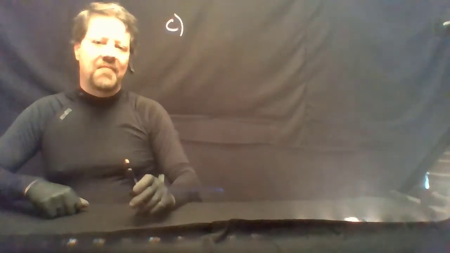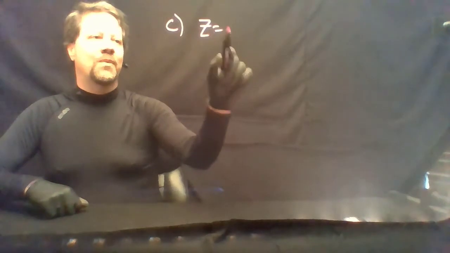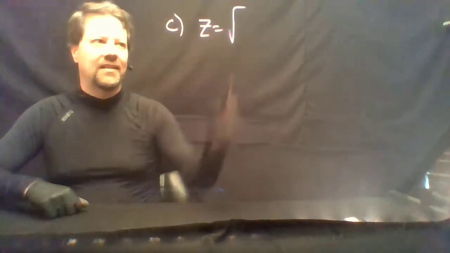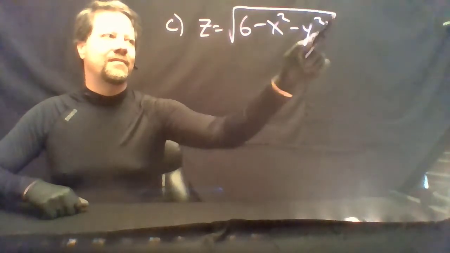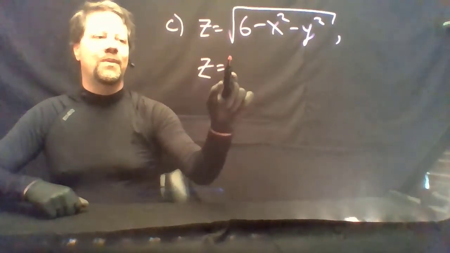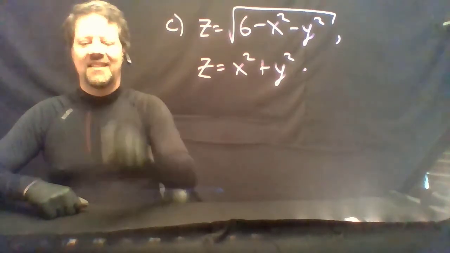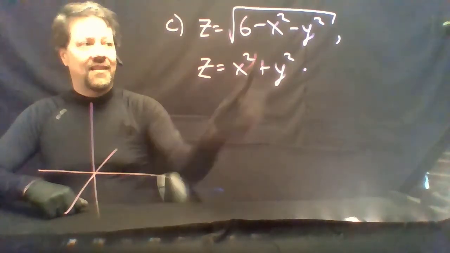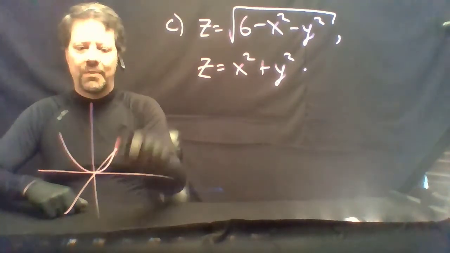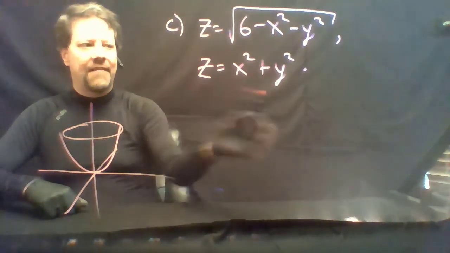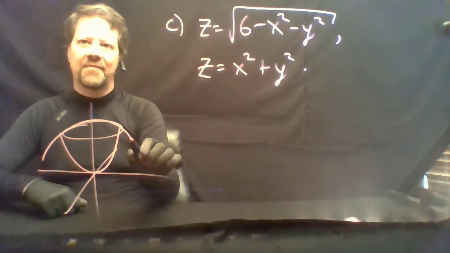On part C, I want to find the region between z equals the square root of 6 minus x squared minus y squared and z equals x squared plus y squared. The top is a sphere and the bottom is an elliptic paraboloid opening up. So I'll have this elliptic paraboloid being capped by a piece of sphere.